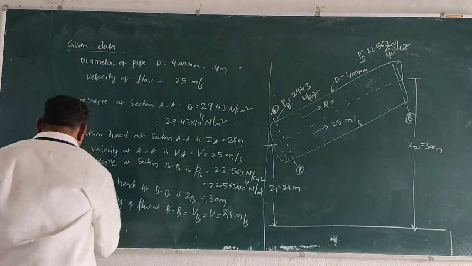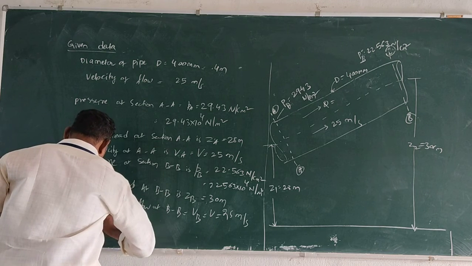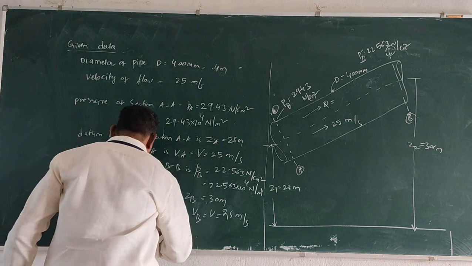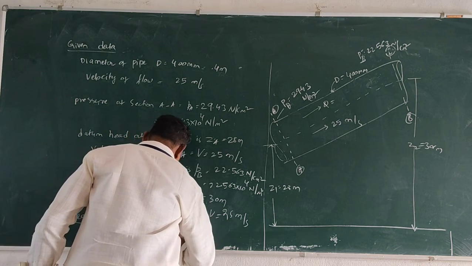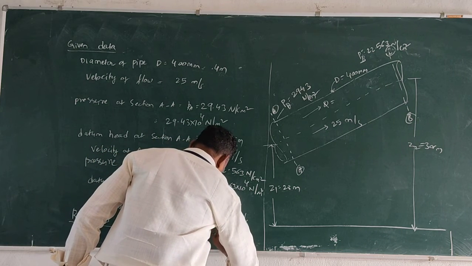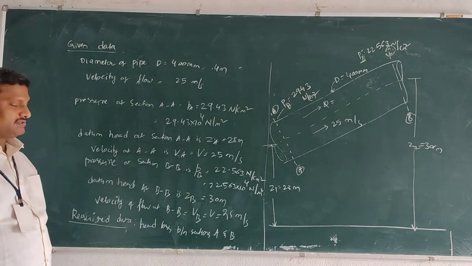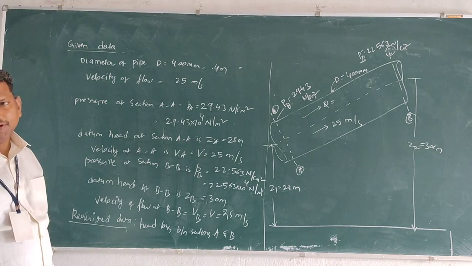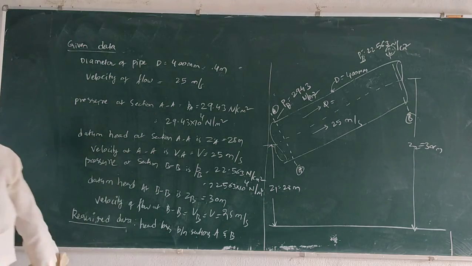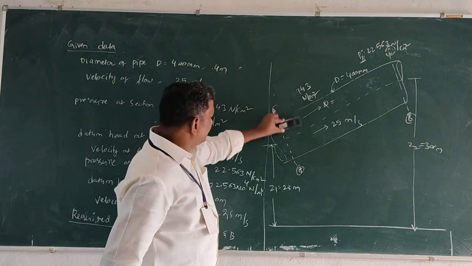So what is the required data? Head loss between sections A and B. Head loss between sections A and B. This is the information.